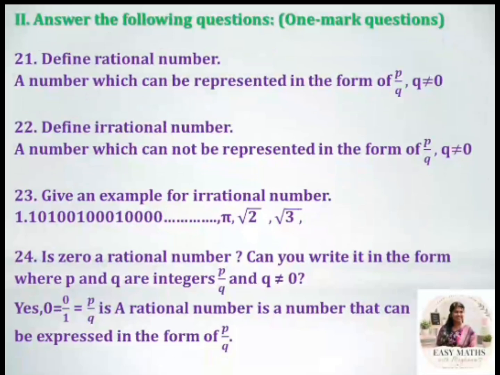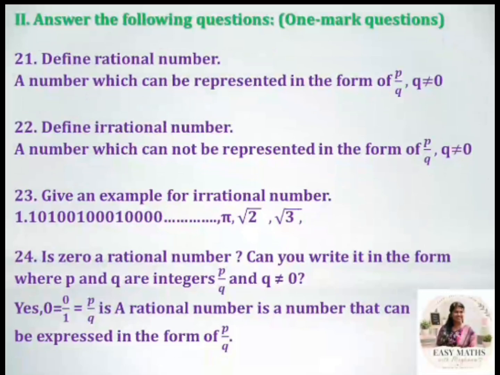As I told you, an irrational number is a number which cannot be represented in the form of p by q, where q is not equal to 0. So here root 2, root 3, pi, root 5, and so on. These are examples of irrational numbers.